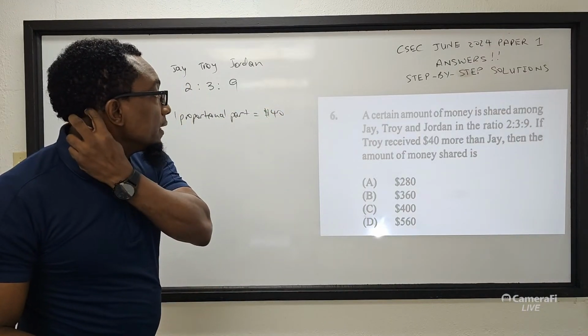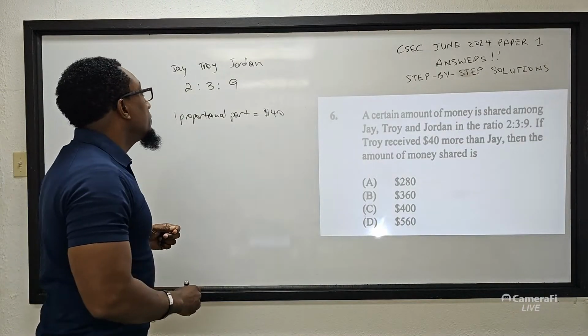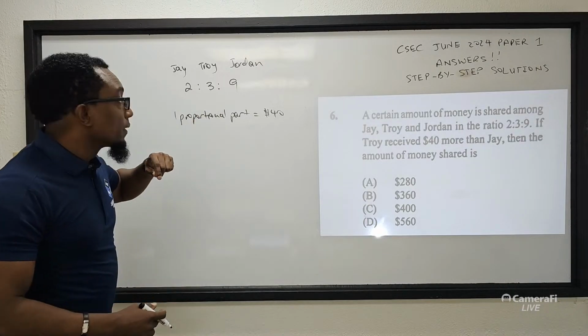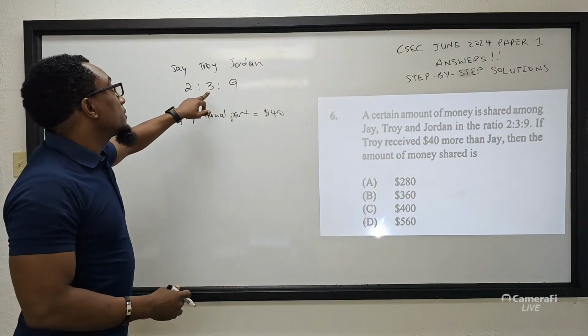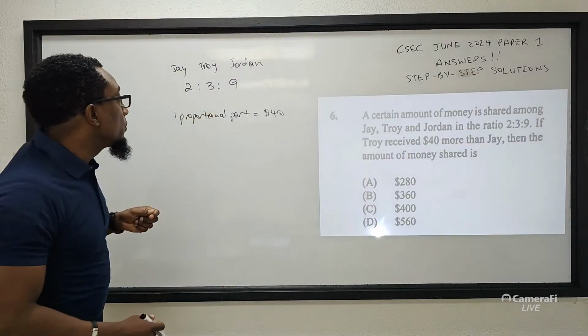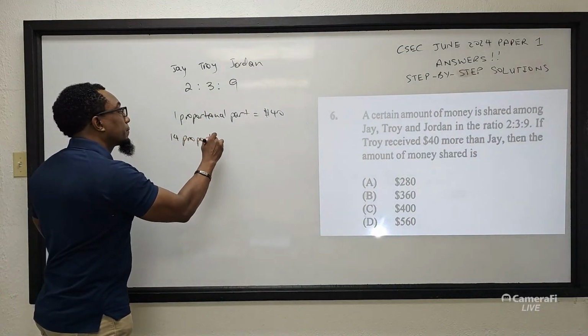And we want the amount of money shared. What's the total amount of money shared? That will equate to the total of your proportion. So therefore, 3 plus 9 plus 3 is 12. 12 plus 2 will give us 14. So 14 proportional parts.